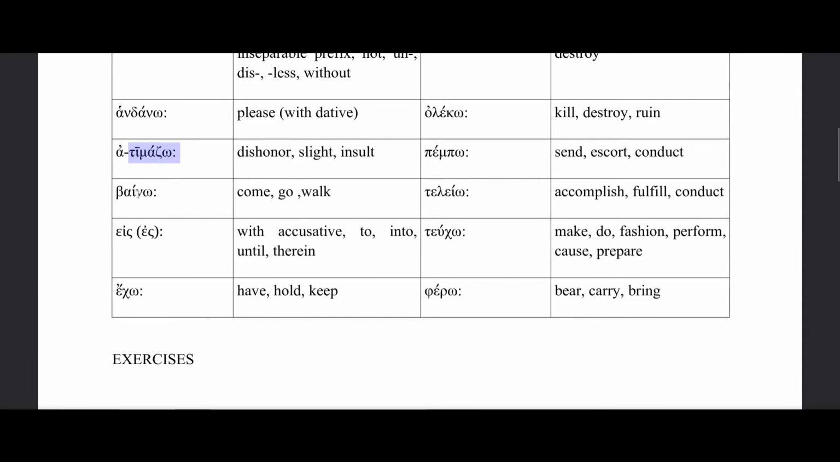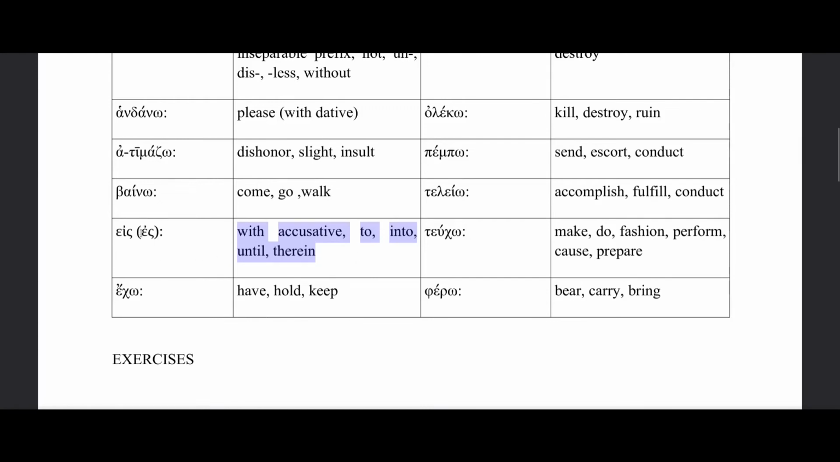The next word. Baino, meaning come, go, walk, move, in general. This one. Eis. And we always encounter it with accusative.